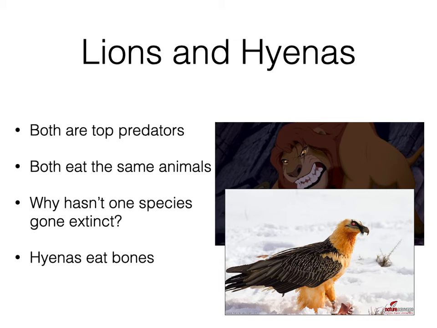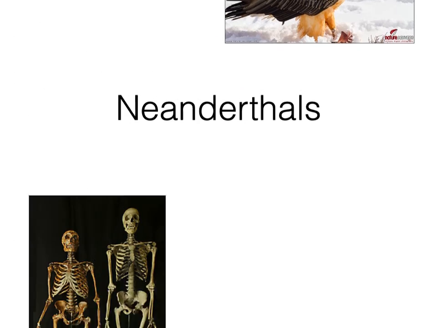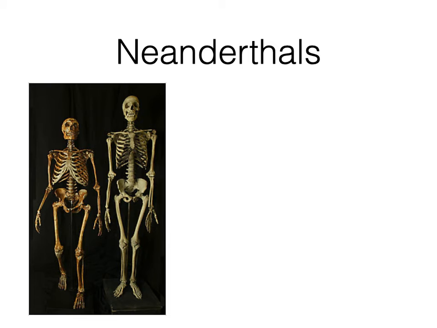Pretty cool, right? All right. So when we think about competitive exclusion and resource partitioning, we also have examples of that in our genus Homo. And so we begin to think about what happened to the Neanderthals. Here's a photo of two hominid skeletons. The one on the left is Homo neanderthalensis, Neanderthal. And the one on the right is Homo sapiens.